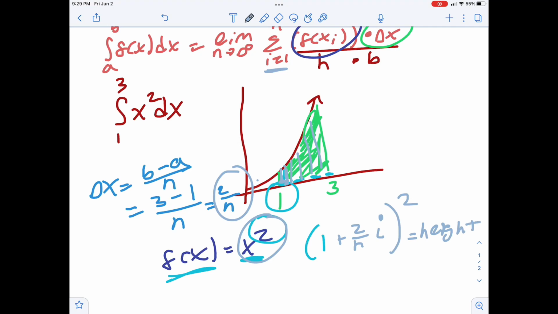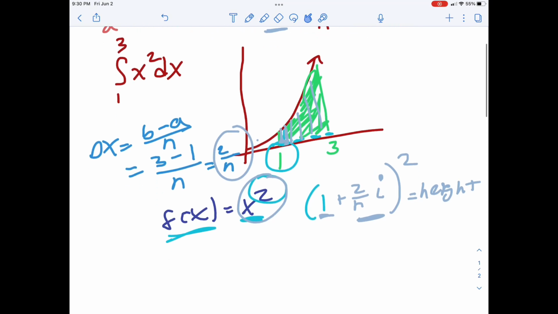I know I kind of changed colors in the middle, but hopefully that makes some sense as to how if we have our starting value, which in this case happens to be 1, and I'm adding a little bit of distance from 1 each time and I square that, then that will be giving me the height of all of these little segments.